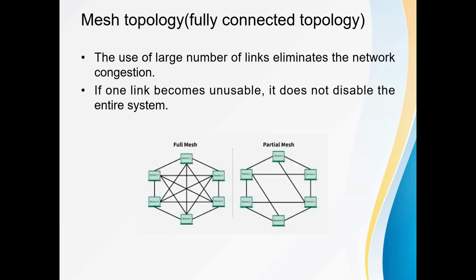Advantages: the use of a large number of links eliminates network congestion. If one link becomes unusable, it does not disable the entire system. Disadvantages of this mesh topology: the amount of required cabling is very large. Then the amount of hardware required in this type of mesh topology can make it very expensive to implement. Next, as every node is connected to every other node, installation and configuration is very difficult.